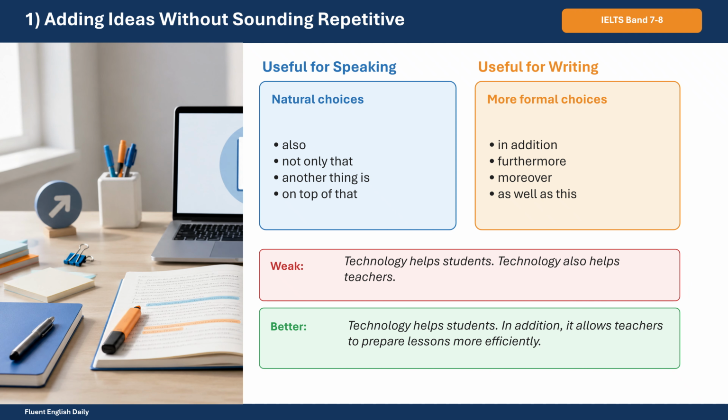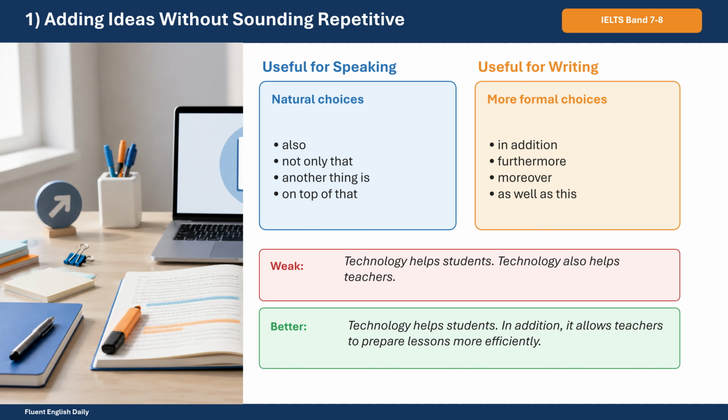Let's begin with expressions for adding information. In IELTS speaking, simple and natural choices are often the best. You can say, also, not only that, another thing is, or on top of that. For example, I enjoy living in the city because there are more job opportunities. On top of that, public transport is usually more convenient. These expressions sound conversational and flexible.